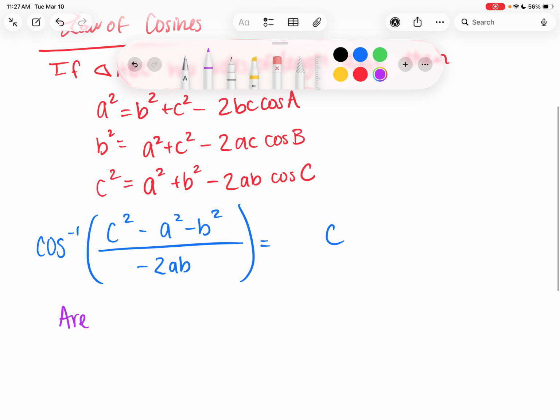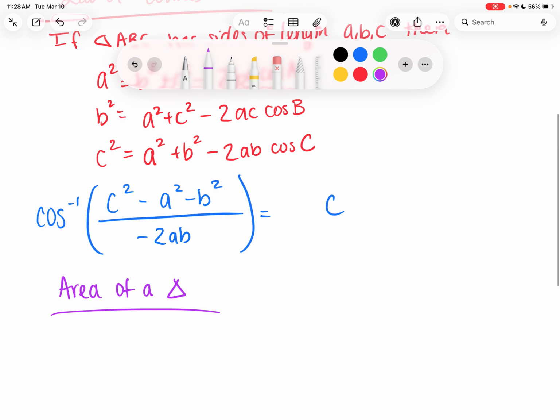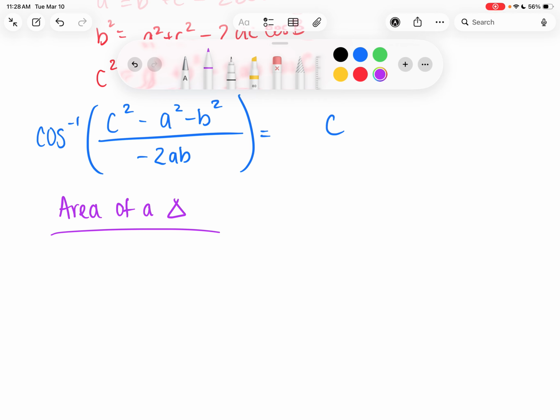So area of a triangle. These are the ones that would have been given with the problems that went with law of sines, like in that section in our Algebra 2 book last year. The area of a triangle is 1/2 BC sine A, or 1/2 AC sine B, or 1/2 AB sine C.